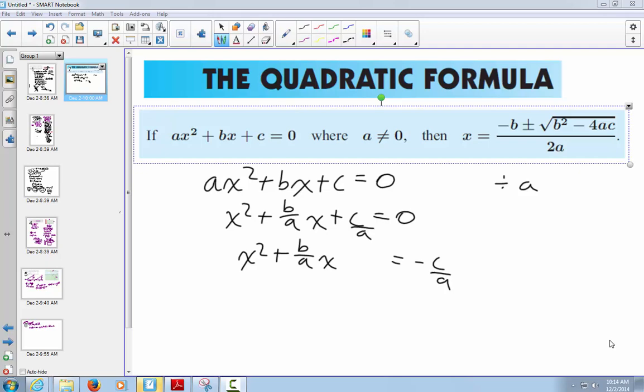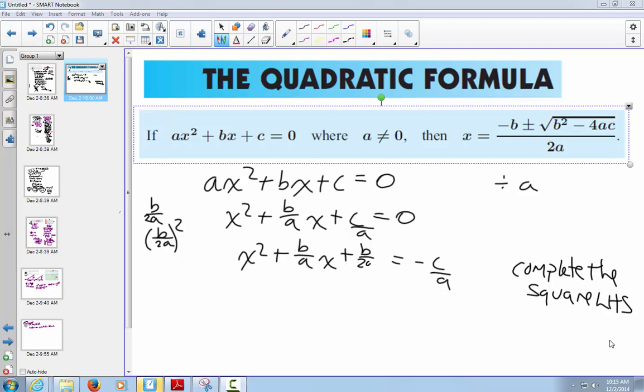Starting to look not very pretty. So what we need to do is complete the square for the left-hand side. So we have to take b over a and divide it by 2, and then square it. So b over a divided by 2 just gives me b over 2a, but I'm going to square it and add it to both sides. Plus b over 2a squared and plus b over 2a squared.